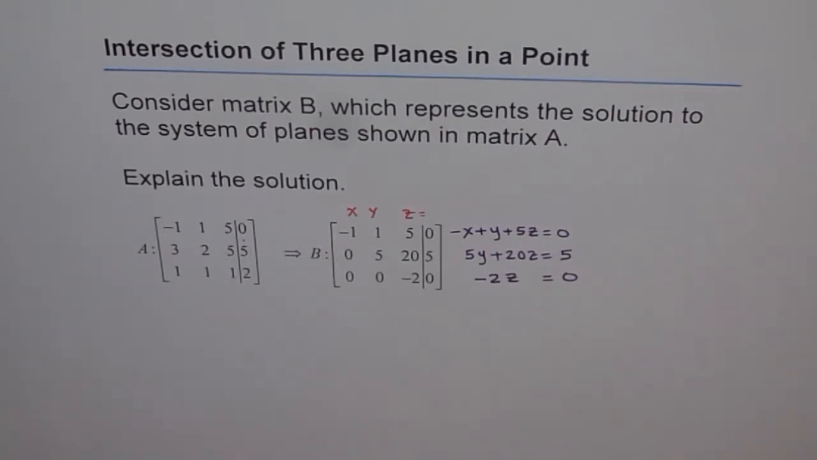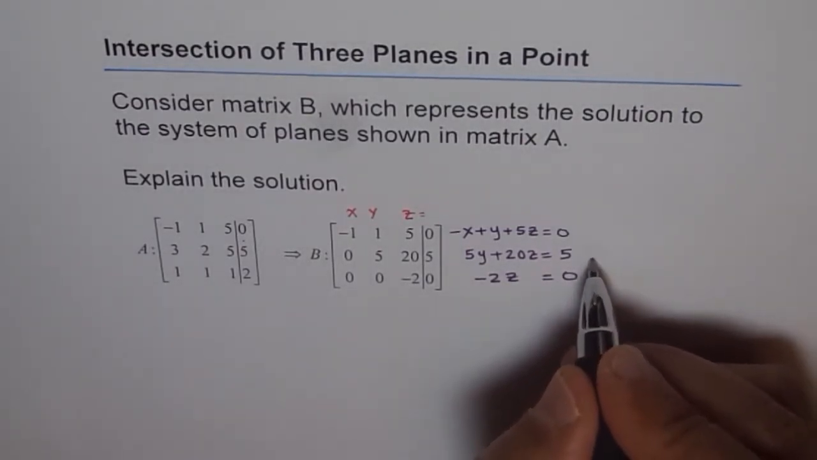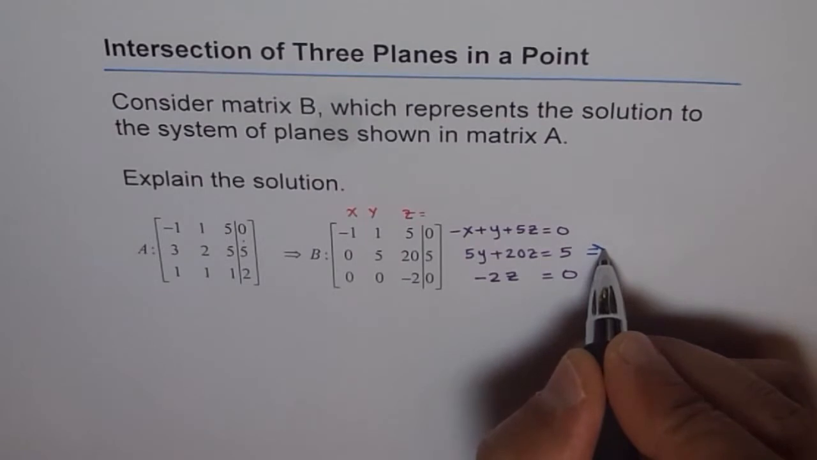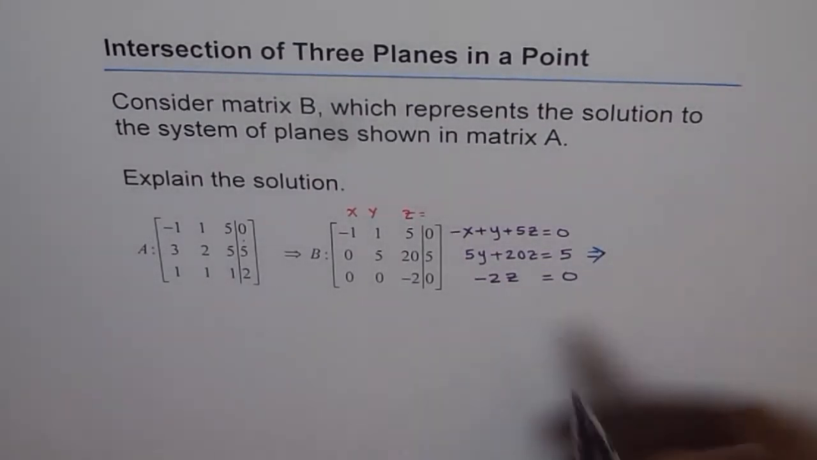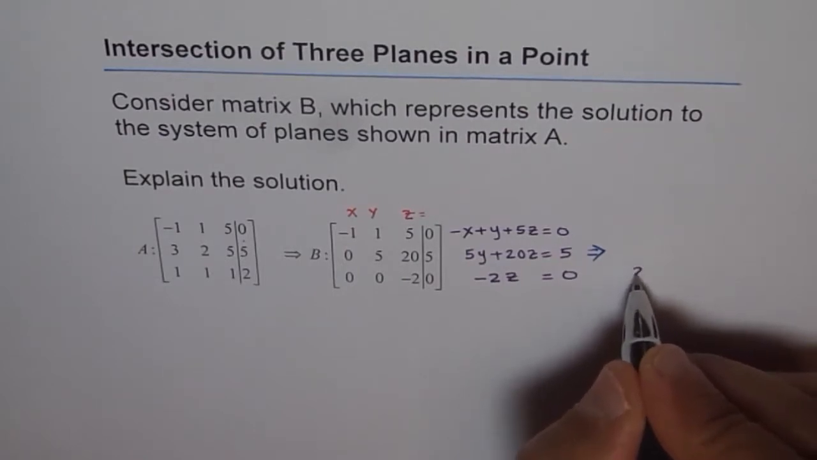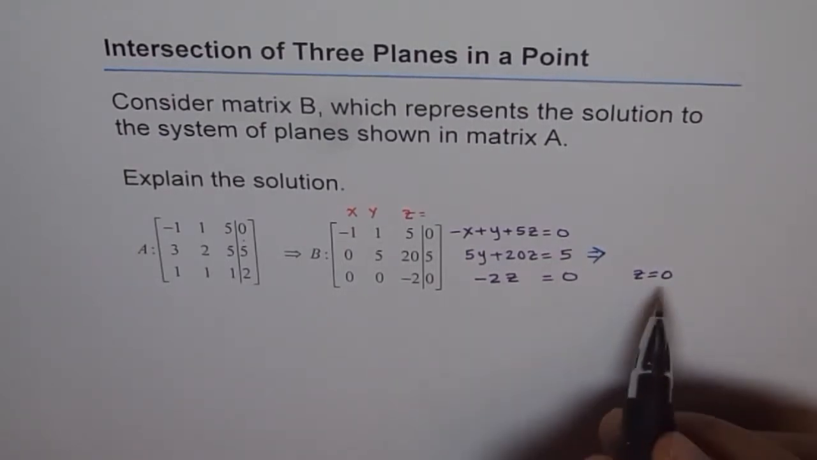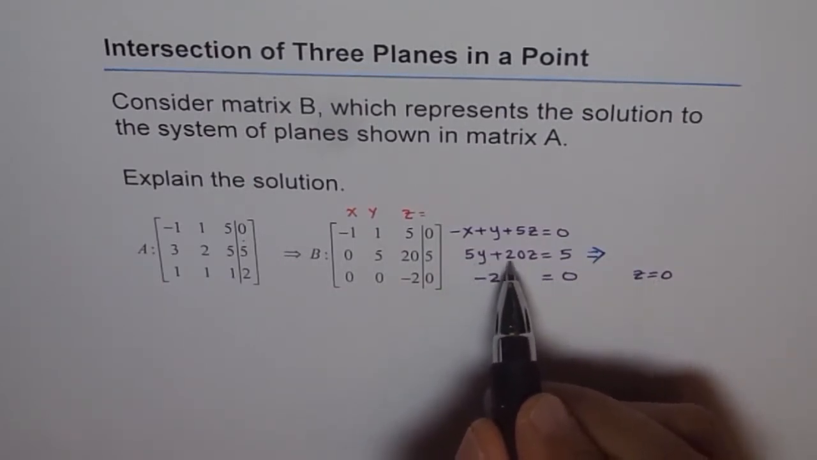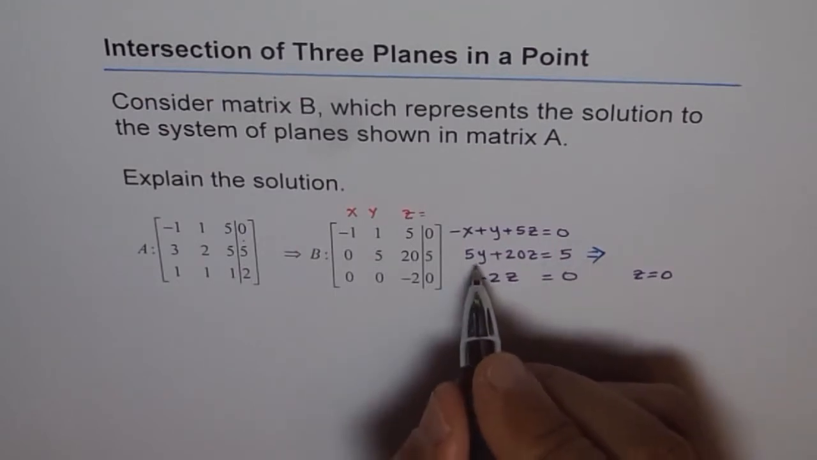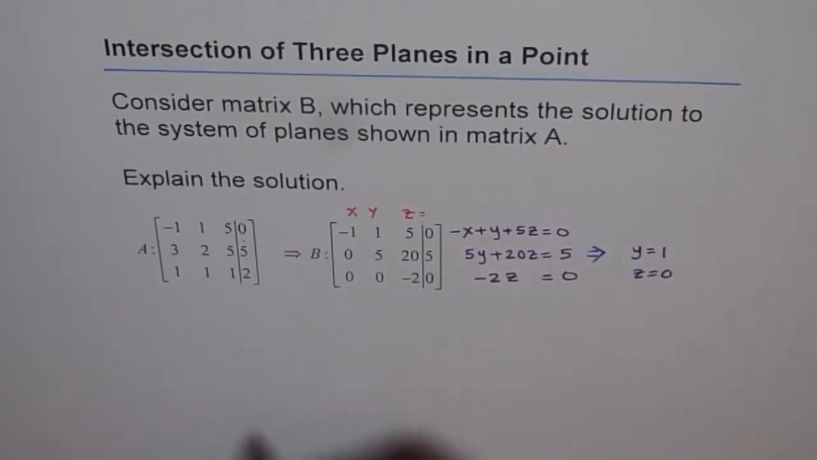Now from here we can say what z equals. We'll plug in the values and see our solution. So z is equal to 0 divided by minus 2, so z equals 0. Now if I plug in z equals 0 here, I get 5y plus 0 equals 5, and then y equals 5 divided by 5. So I get y equals 1.